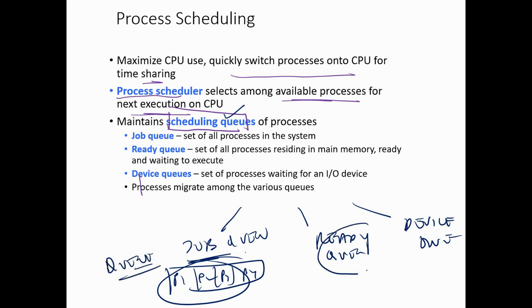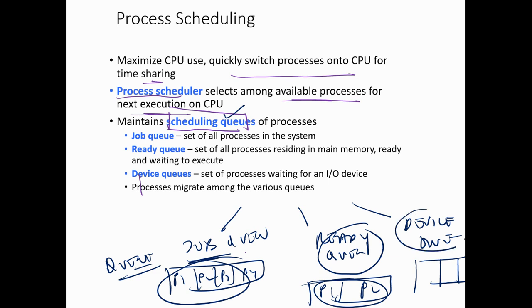Then the ready queue. The ready queue maintains the processes residing in main memory that are ready and waiting to execute. We are supposed to know which processes are ready and waiting to execute, so we arrange them inside the queue. Let's stack P1 and P2, which are ready and waiting to execute. Device queues are a set of processes arranged in another queue, where these processes are waiting for the I/O devices. And a process might migrate from one queue to another queue.